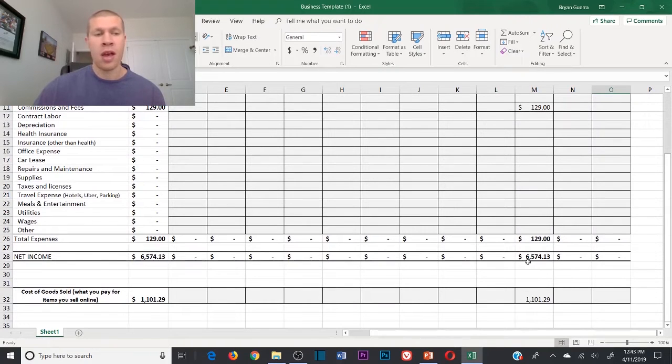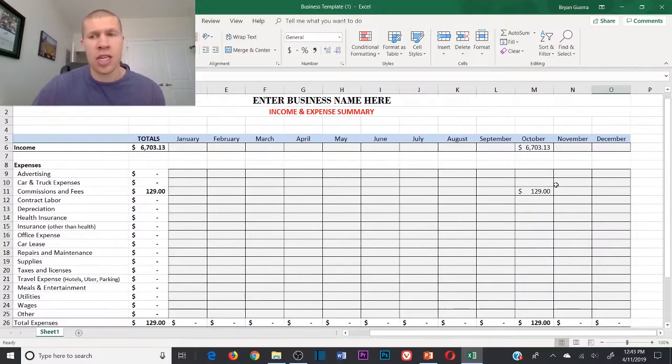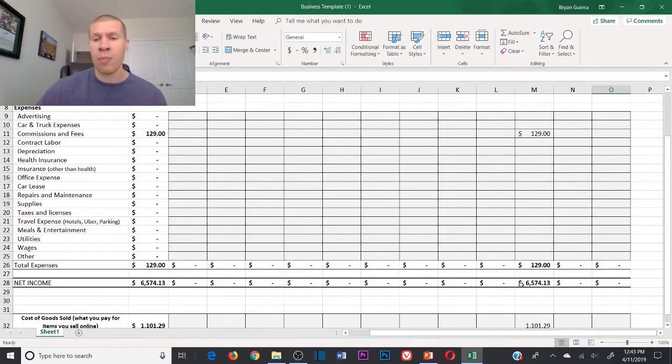This is going to be a short one. Now you'll see here that it takes the expenses off automatically. That's why I love this spreadsheet. And it brings my net income to $6,574.13. But wait, that does not mean that that's what I actually made, because a lot of people might think, hey, I made $6,700 because that's what Amazon paid you out, right?